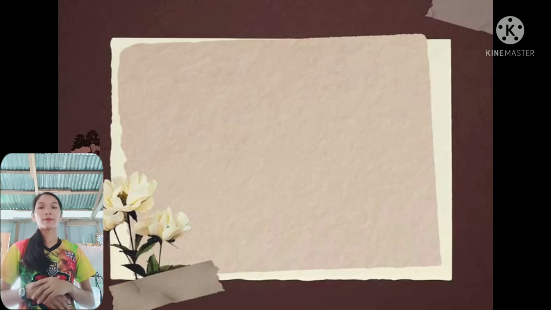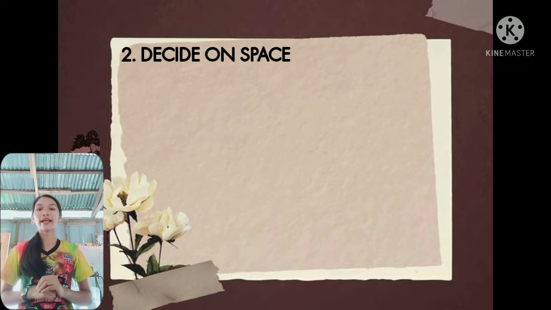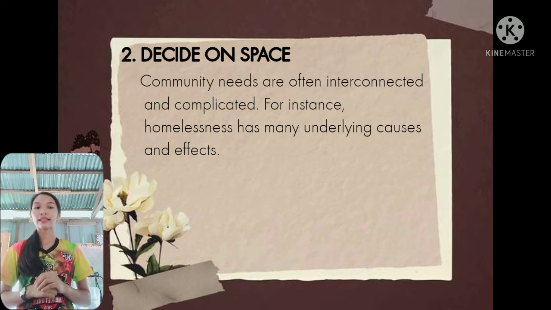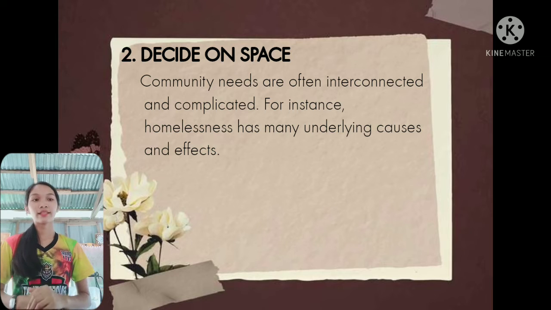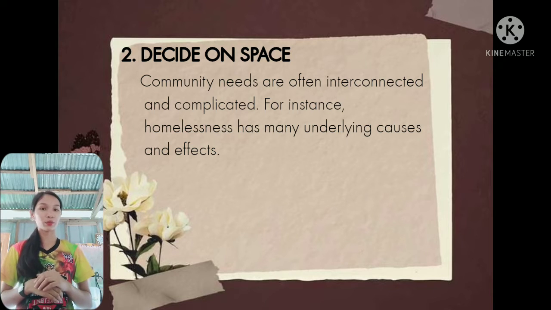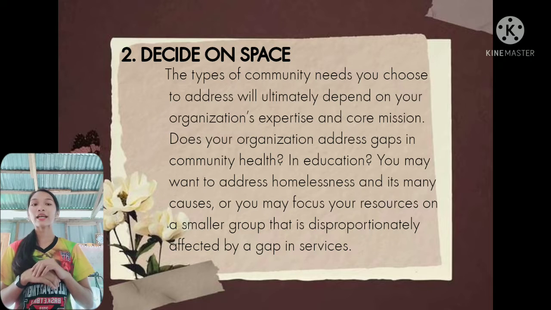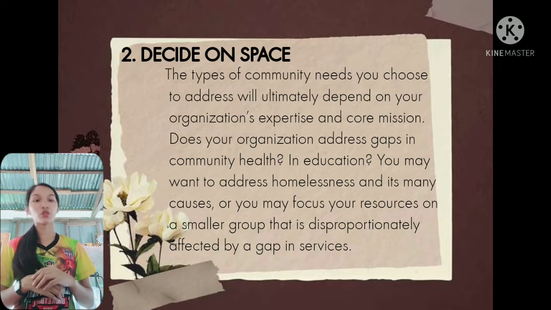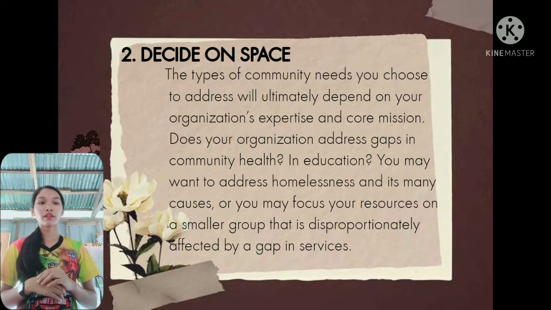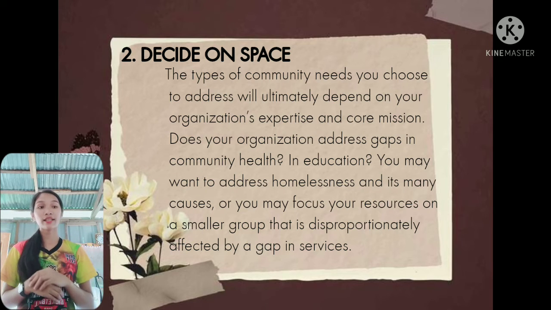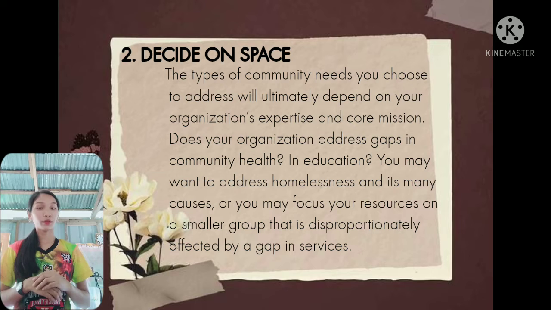The second basic step of a community needs assessment is to decide on scope. Community needs are often interconnected and complicated. For instance, homelessness has many underlying causes and effects. The types of community needs you choose to address will ultimately depend on your organization's expertise and core mission. We can ask how your organization addresses gaps in community health and education.